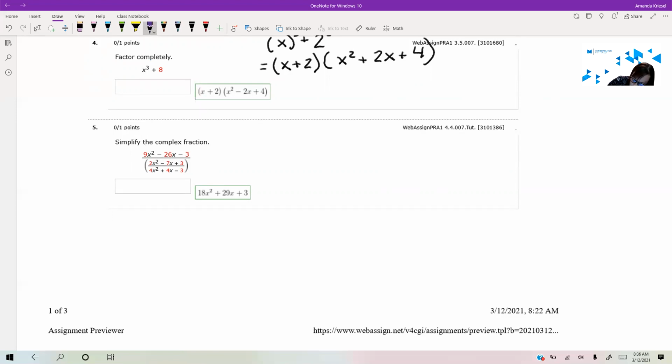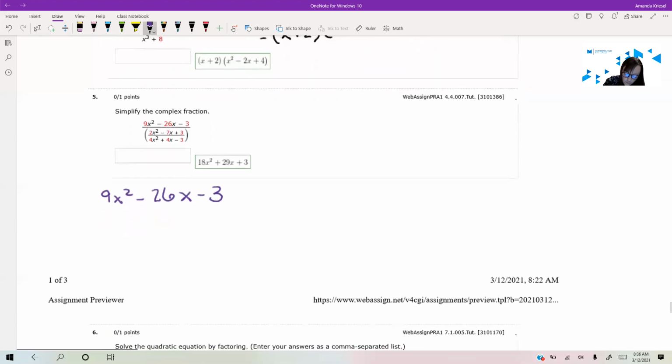So this 9x squared minus 26x minus 3. I want to factor that. Just using my own factoring method, we get factors of negative 27 that add up to negative 3. So this is going to get me 9x squared. I'm going to have a negative 1 and a positive, oh, let's switch that. Positive 1, negative 27. That'll get me that negative 26 in the middle. So I have minus 27x.